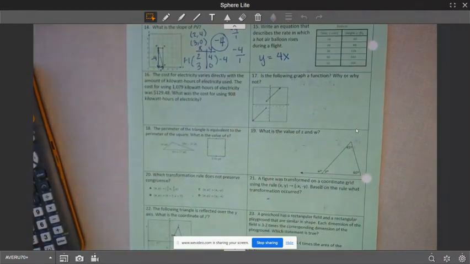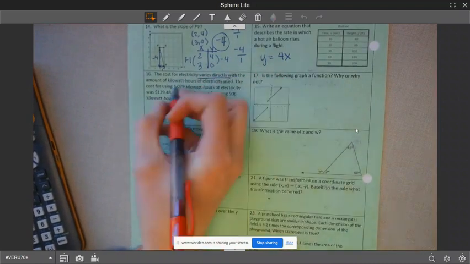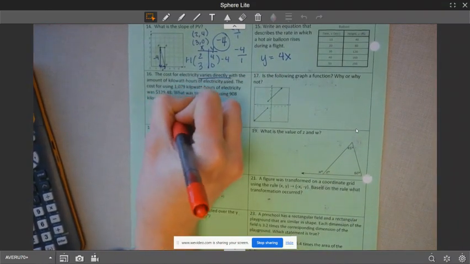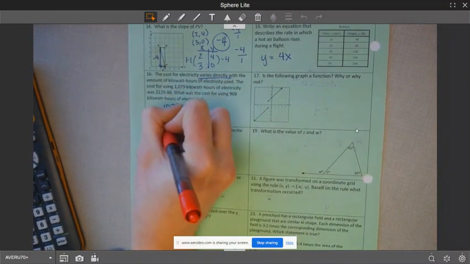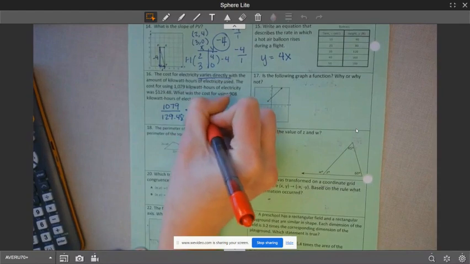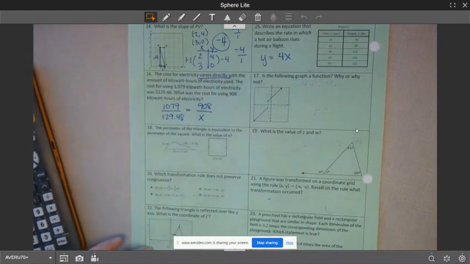Number 16, the cost for electricity varies directly with the amount of kilowatt hours of electricity used. The cost for using 1,079 kilowatt hours of electricity was $129.48. What was the cost for using 908 kilowatt hours of electricity? Okay, when we say varies directly, I can set up a proportion. So we have 1,079 over $129.48 is equal to 908 over x.